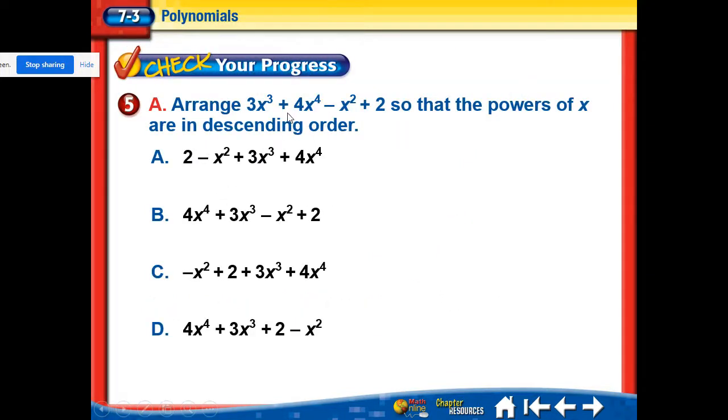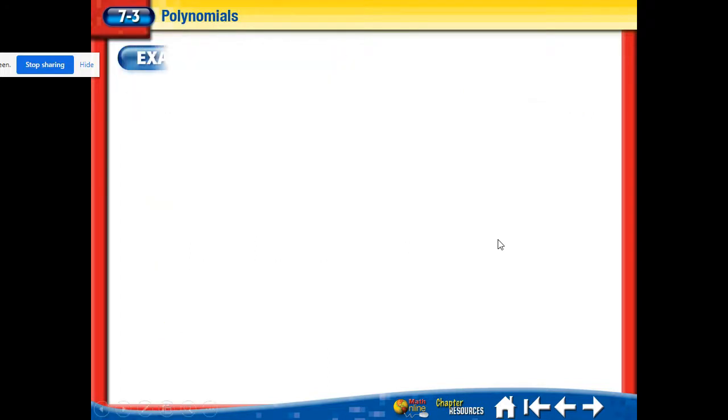So doing that again, the one with the biggest exponent is 4x to the 4, so that's got to go first. Then 3x cubed, then minus x squared plus 2. So B, of course, is our answer here.